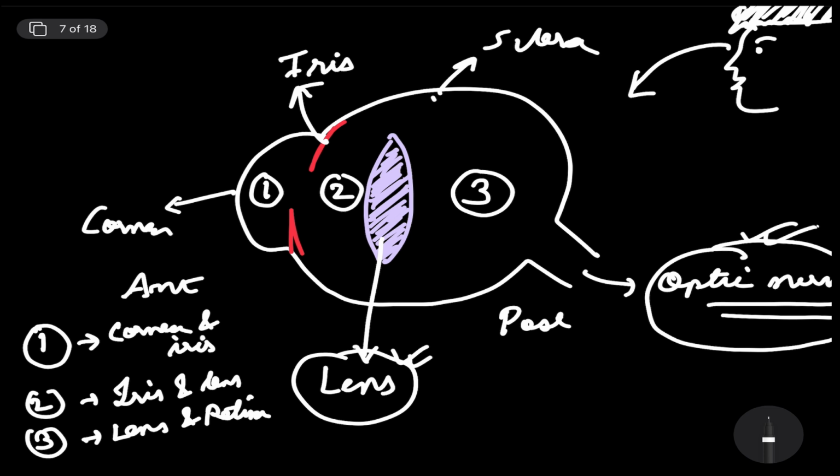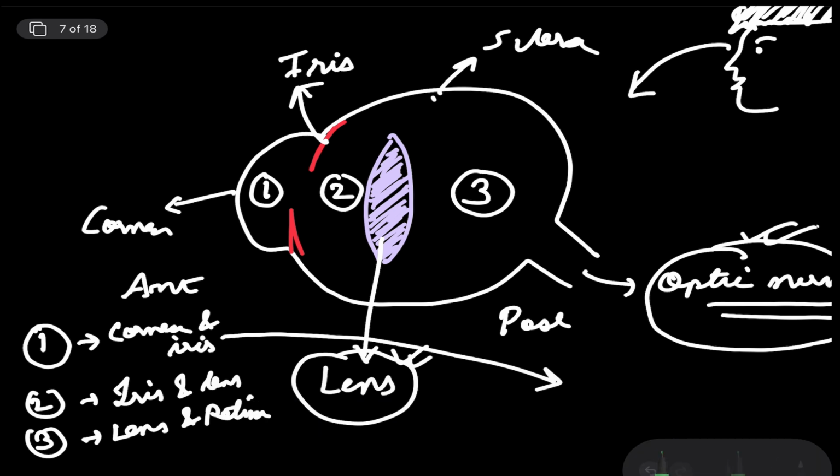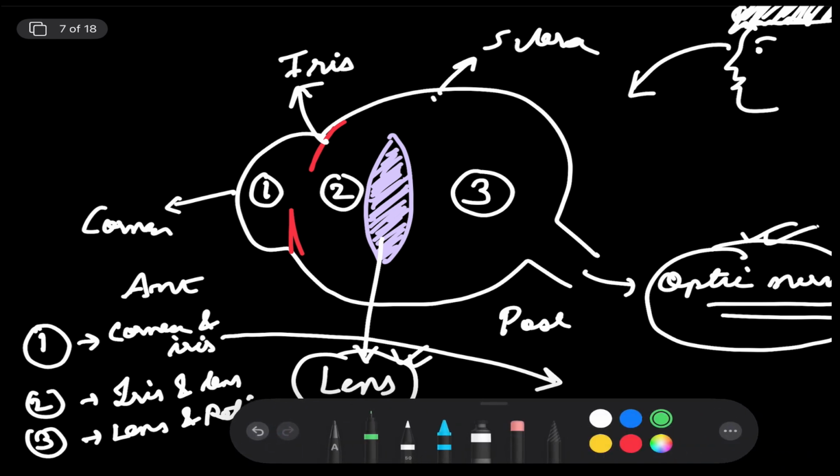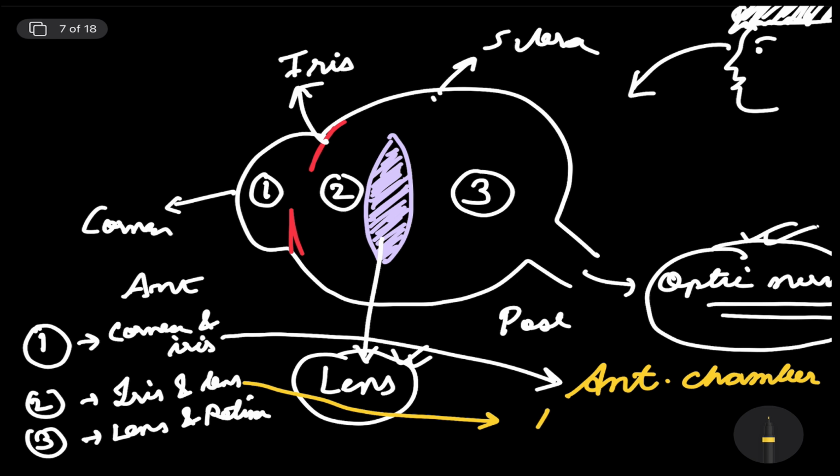Now, the names for these spaces. The first space is known as, very, very important. Let me choose a different color here. Let me go with, I don't know, green probably. Or let me use yellow. I'm very indecisive, I'm sorry. This is known as the anterior chamber. Very, very important. The second space is known as, oh, very good, you have guessed it right, the posterior chamber.